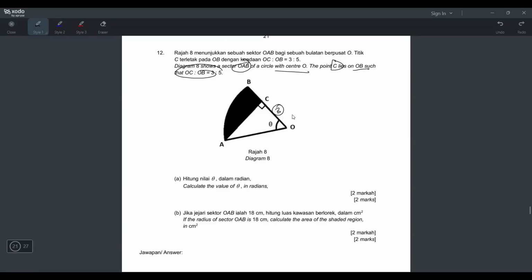So OB is 5. So OB is like the whole thing, right? So what is the ratio for C to B? It will be 5 minus 3, which is 2, right? And also, I want you to know, this length and this length will be the same. It will be the same length, right?